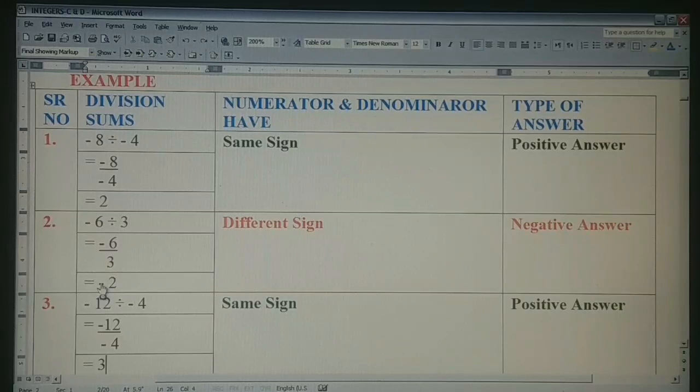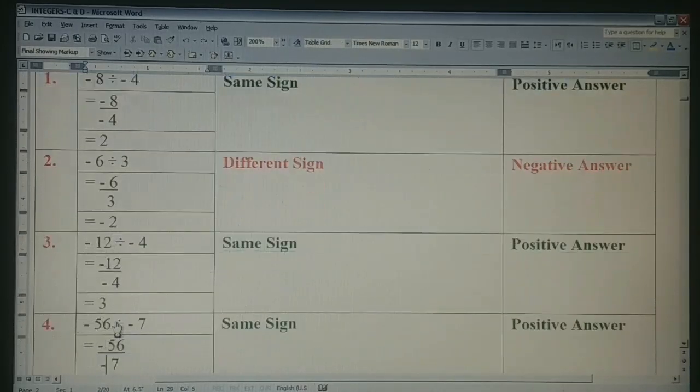Answer will be minus 2. We go to the next question, that is the third question. Minus 12 divided by minus 4. Here minus 12 is written in the numerator and minus 4 is written in the denominator. Minus 12 is negative, minus 4 is negative, numerator and denominator have the same sign, so the answer will be positive. Now with 4 we can cancel 12, 4 ones are 4, 3 fours are 12, the answer will be 3.